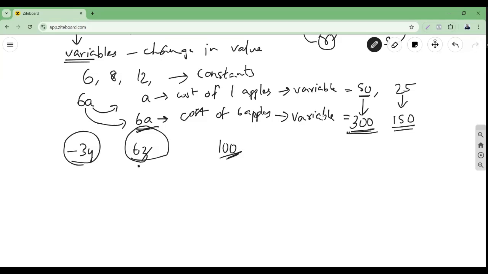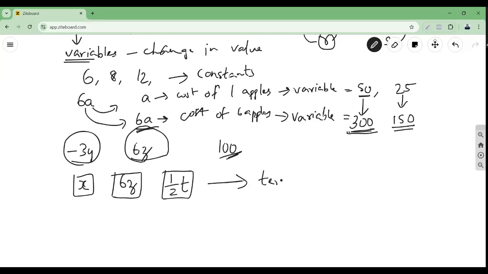Clear about this? Okay. Now next, let's talk about this x. Just this x, or let's say 6z, or half t. Such things are called terms. These are called terms. Why is it like that? It's the name they've given. This is one particular aspect, one particular aspect, one particular aspect.